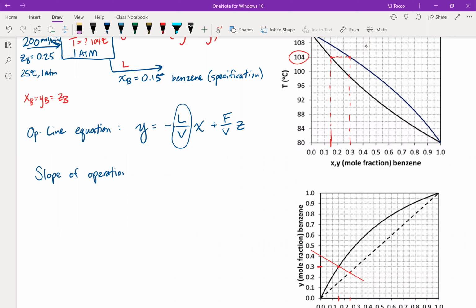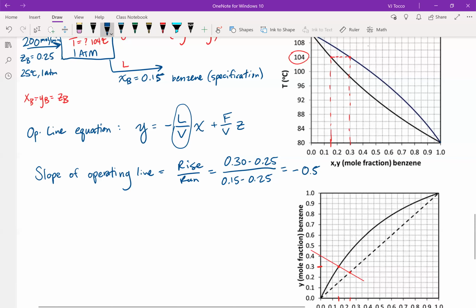rise over run of the operating line. I'm going to calculate this algebraically instead of counting squares, because I want a little bit more precision for this particular problem. So my rise is the difference in my y coordinates, 0.30 minus 0.25, over my run, which is the difference in my x coordinates, 0.15 minus 0.25. Working that out on my calculator gets me minus a half.